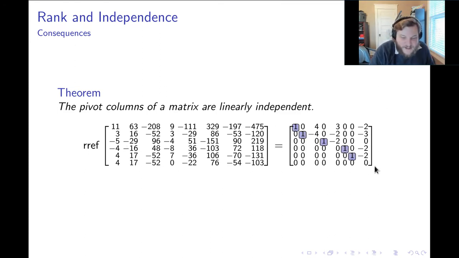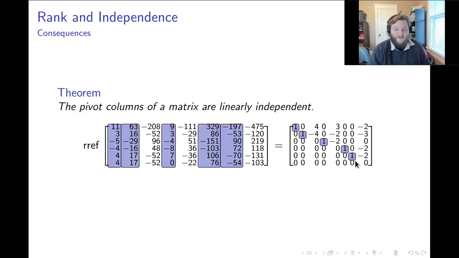Well, what is this telling me? First of all, this is telling me that the matrix I'm studying has rank 1, 2, 3, 4, 5. And the pivot columns are the original first, second, fourth, sixth, and seventh columns. Well, this theorem is telling me that those columns of the original matrix are linearly independent.